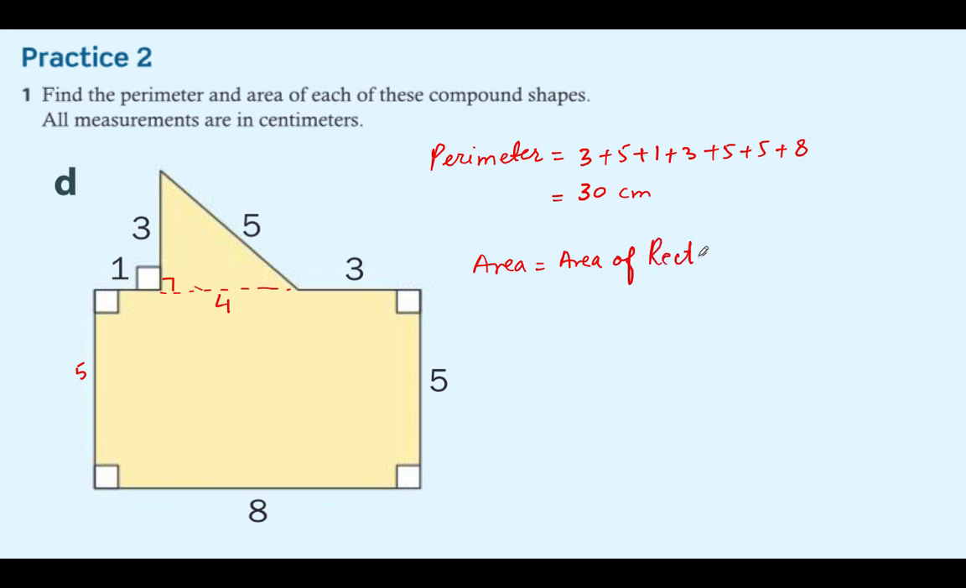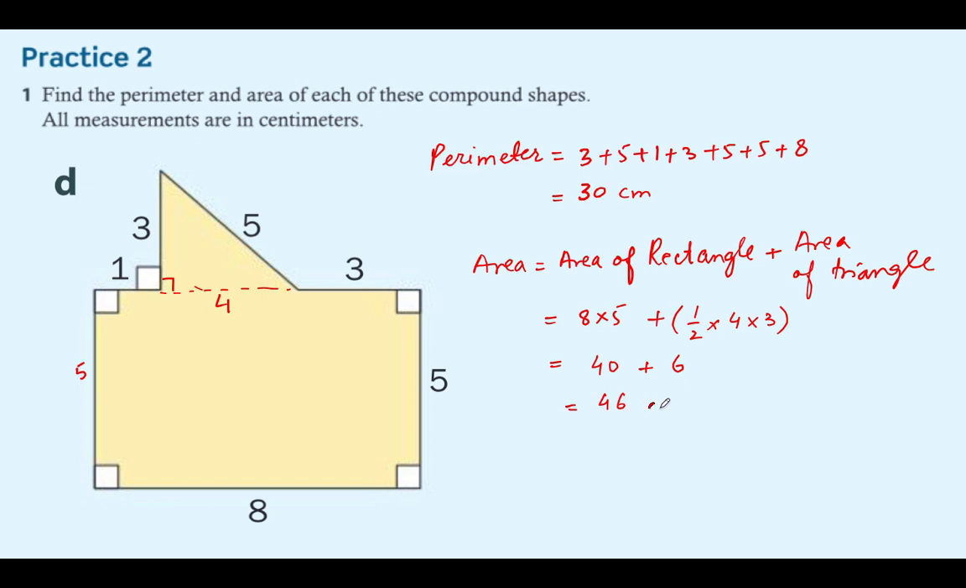Now we need to find the area, that is the area of rectangle plus area of triangle. So area of rectangle is 8 times 5. Area of triangle will be half into 4 into 3. So 8 times 5 is 40. This is 6. So it's 46 centimeters squared.